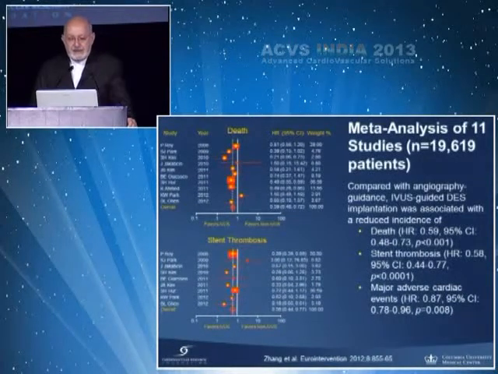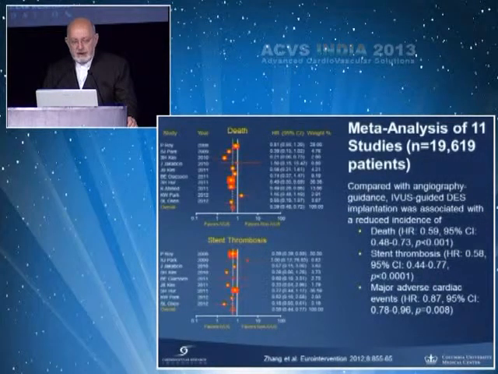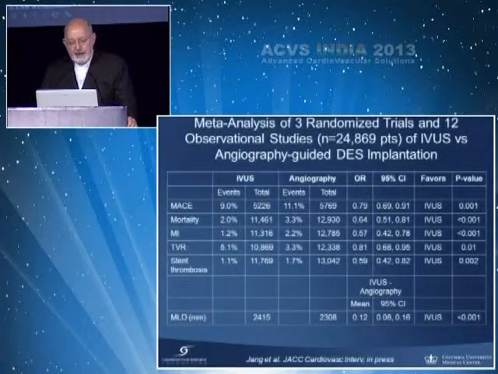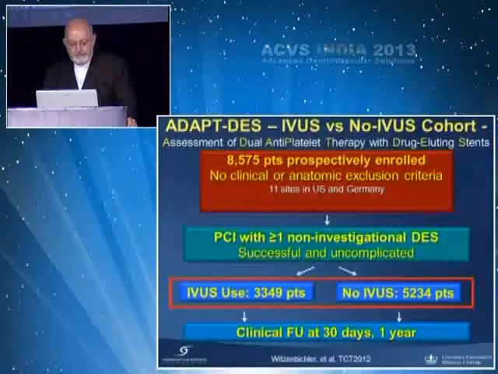We also have meta-analyses in the DES era. This is a meta-analysis of 11 studies comparing IVUS guidance with angiographic guidance, showing that IVUS guidance in DES implantation reduced death, stent thrombosis, and major adverse events. And now a larger meta-analysis of 3 randomized trials, 12 registries, and 25,000 patients, showing that IVUS guidance reduces death, MI, stent thrombosis, repeat revascularization, and overall MACE. This is in press in JACC Cardiovascular Interventions.